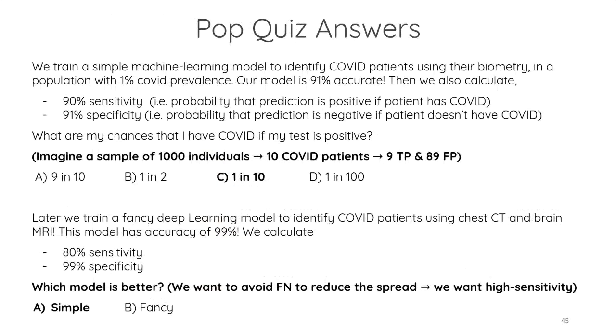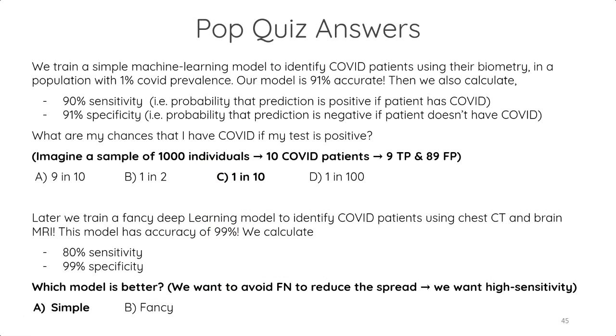So the line above that basically gives a use case in a sample. If you have 1,000 individuals, can they hear me? Okay, there are 1,000 individuals. If the prevalence is 1%, that means there are 10 COVID patients in those 1,000. So the remaining 990 are healthy. That's the split we have for COVID versus healthy.